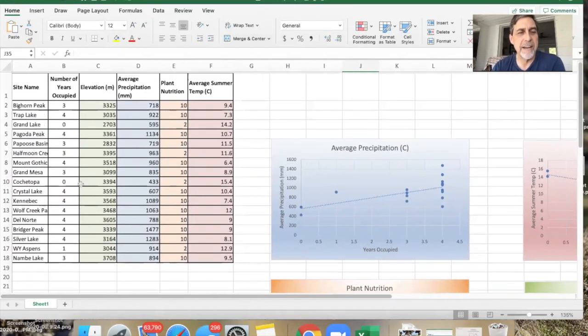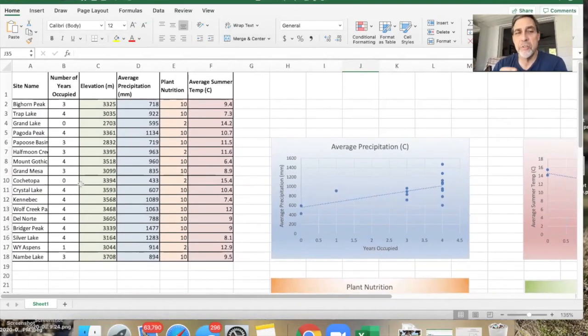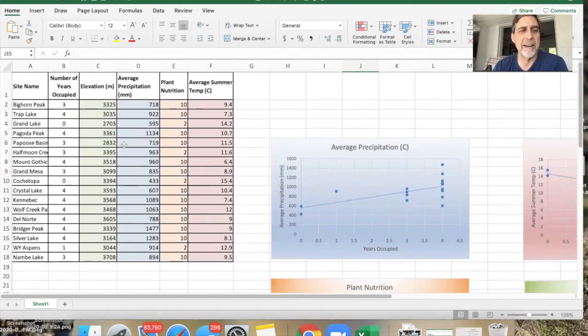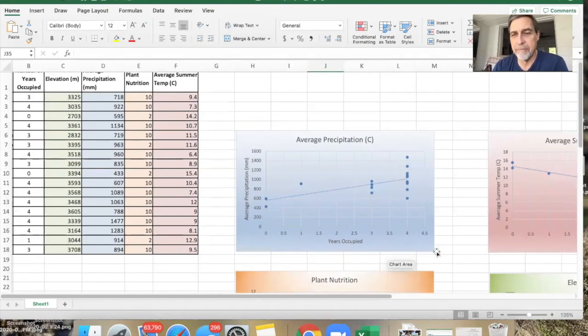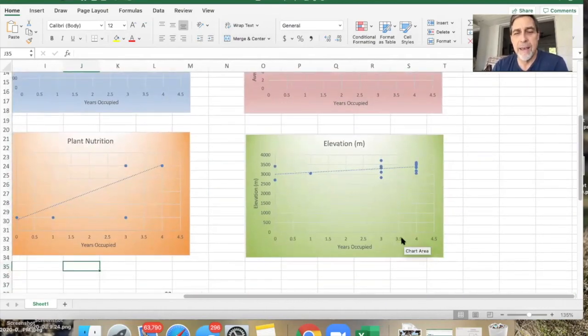Some of these, this is the data. By the way, I gave these to you in a spreadsheet, so if you look a little further down in this case study, you'll find these data in an Excel spreadsheet. I just took the data, I colored it so I could keep track of what graph was, but here we go, elevation, right? So let's look at elevation and years occupied. See, here's years occupied, and every one I made years occupied. And here's your years occupied graph, and this is elevation.